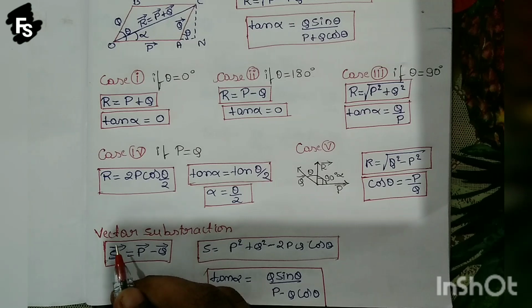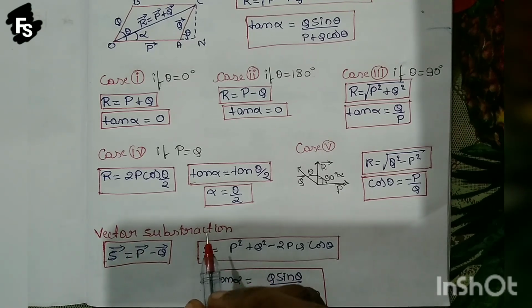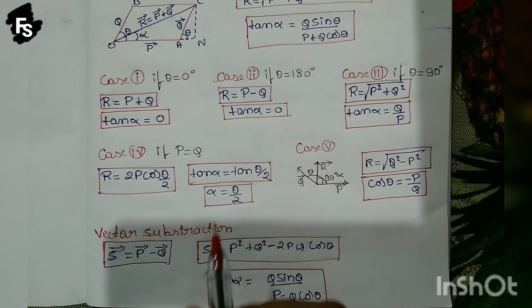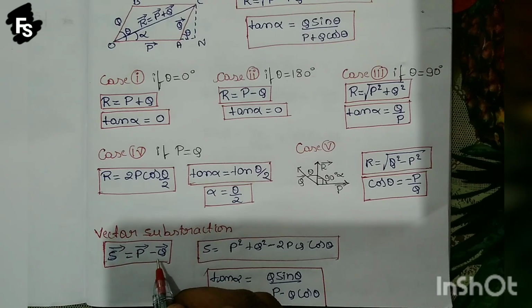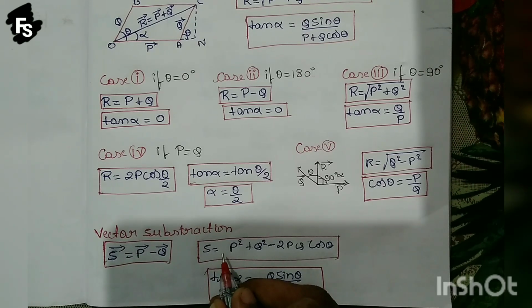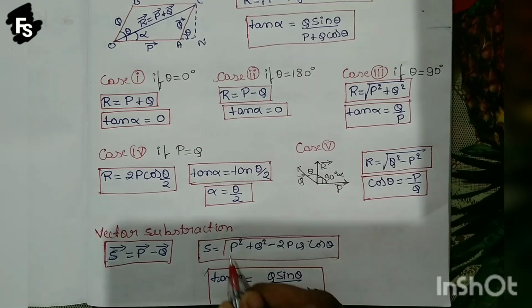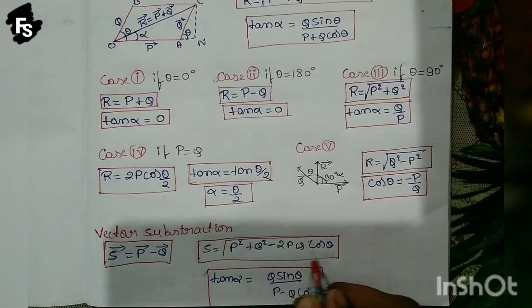Next we move on to vector subtraction. Here in vector addition, the vectors are added, but in vector subtraction, the vectors are subtracted. Here the resultant would be S equals root of p square plus q square minus 2pq cos theta.